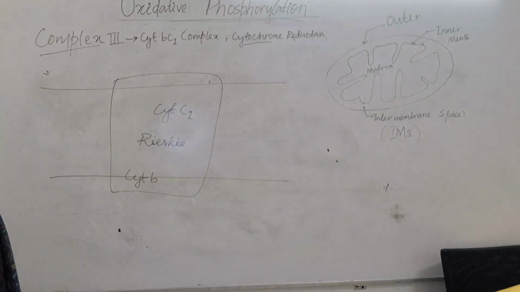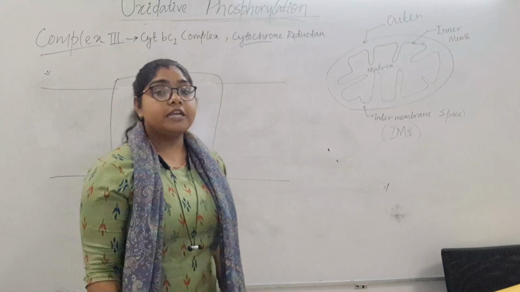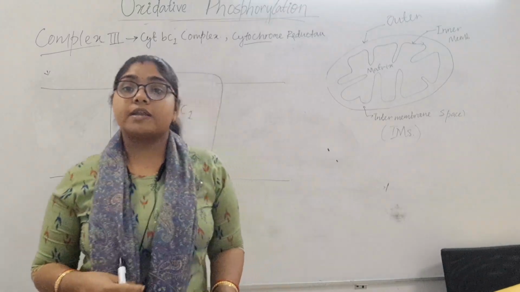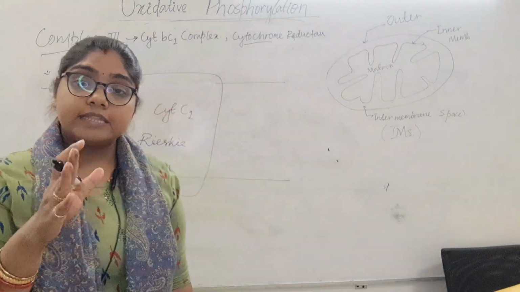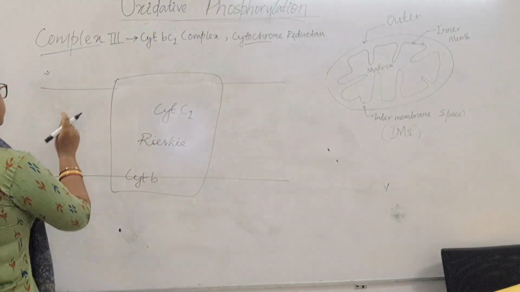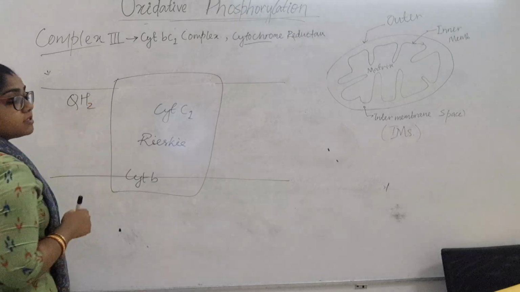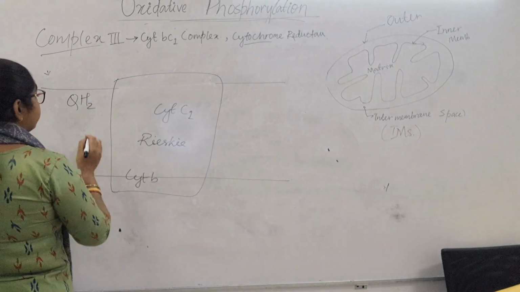Okay. Now, ubiquinol accepts the electrons from complex 1 and complex 2. Then it gives them to complex 3. So there are 2 ubiquinols. Okay. So what will happen here?